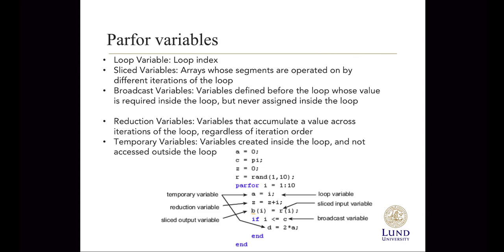R, in this case, is the sliced input variable. Let's say we have 2 workers. The first 5 values of R are sent to worker 1. The last 5 are sent to worker 2. And we have a broadcast variable C that's never changed, pi. So if I is less than or equal to pi, do the calculation of D, which is a temporary variable. The value of that will be lost.